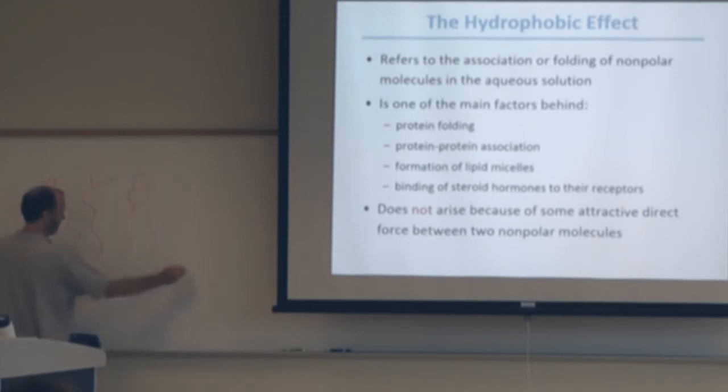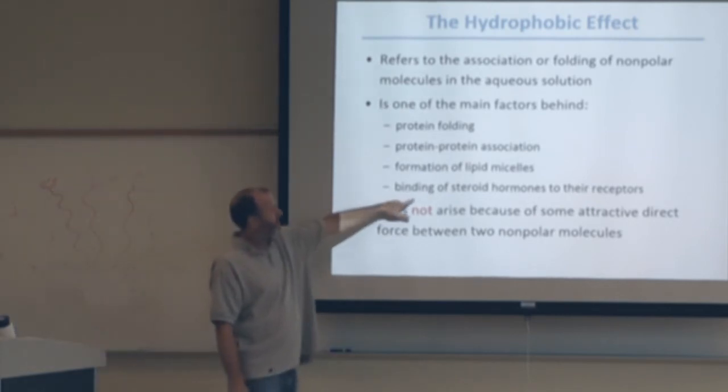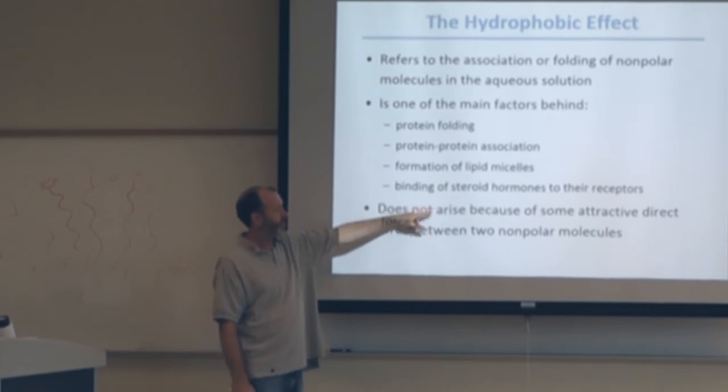They form little spheres, basically, because you want to reduce the surface area. Plus you have a charged group on the outside, which is good at interacting with water. And these little spheres of detergent or fat are called micelles. That's what a micelle is. Binding of steroid hormones to the receptor, it's the same thing.